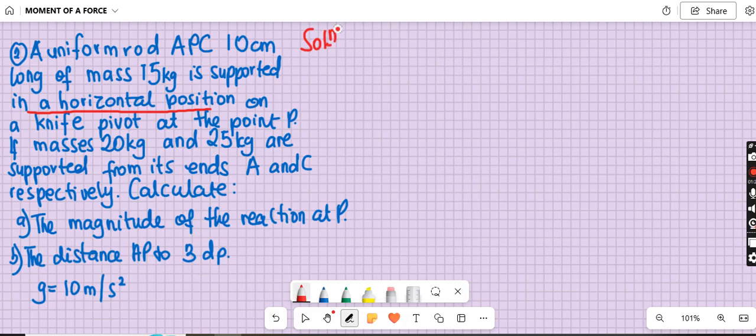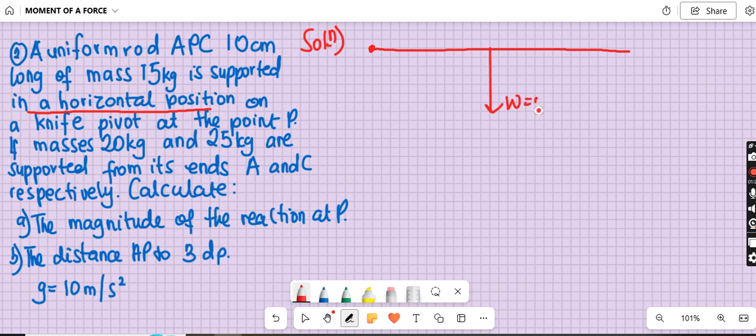All right. So we'll start by drawing again. We have our horizontal rod, uniform rod, APC, and it is 10 centimeters. It has a mass of 15 kilograms. Now, since they gave us mass, we will find the weight. We are given G to be 10 meters per second.